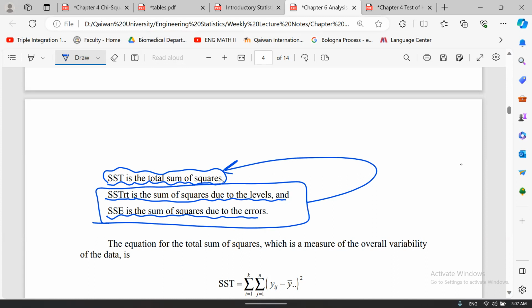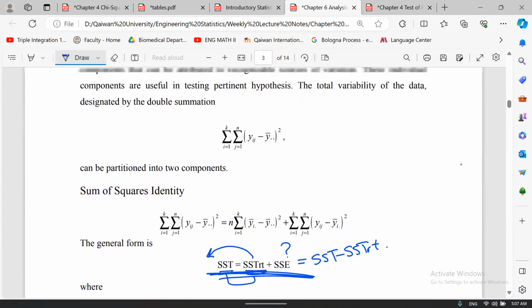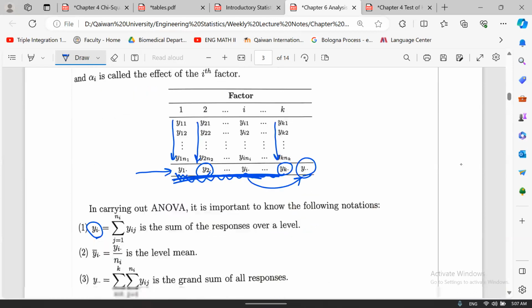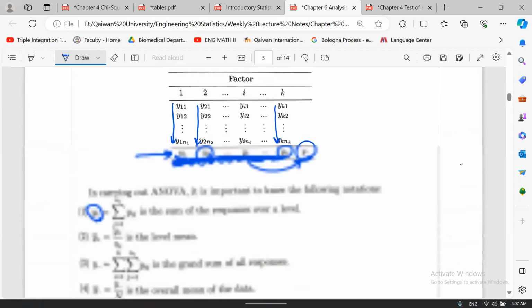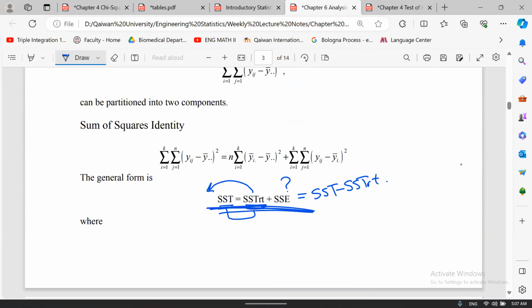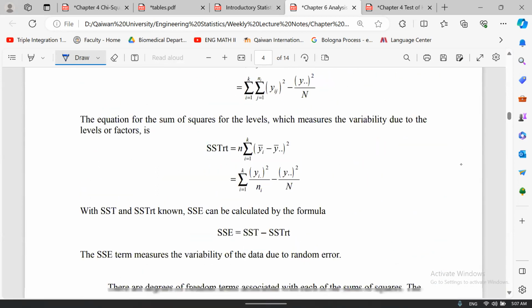We said before that SST is SSTRT plus SSE. So the sum of these two is that one. That's the rule.